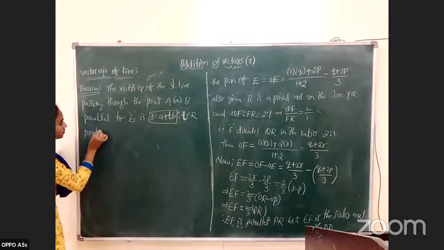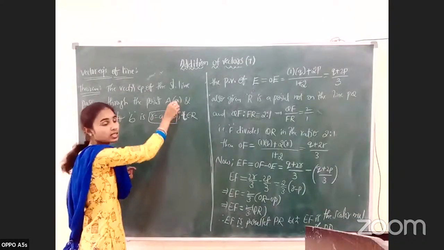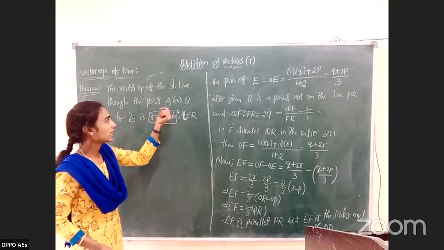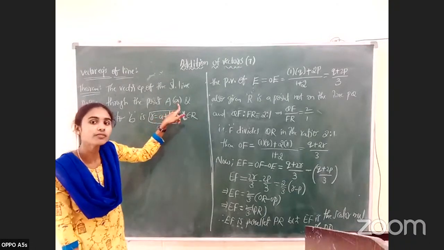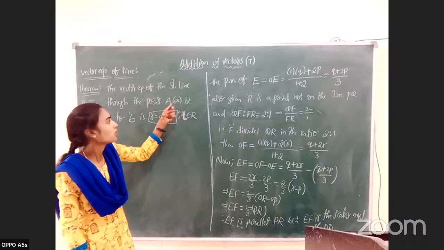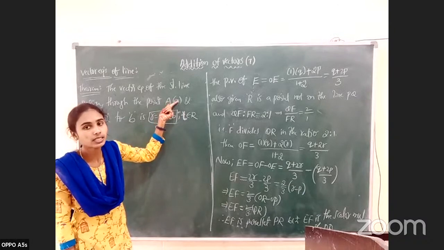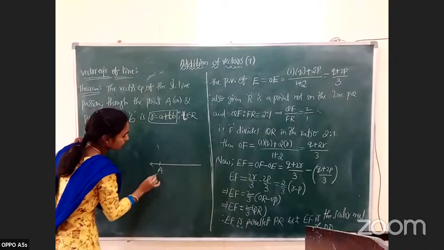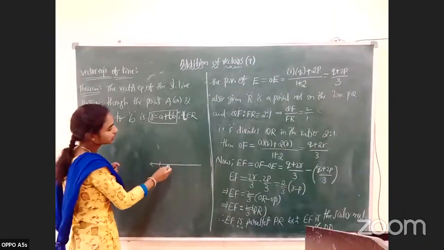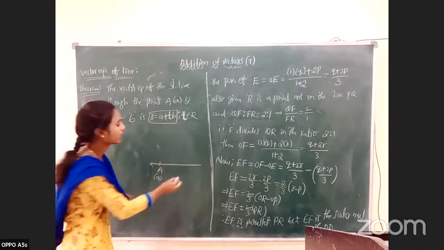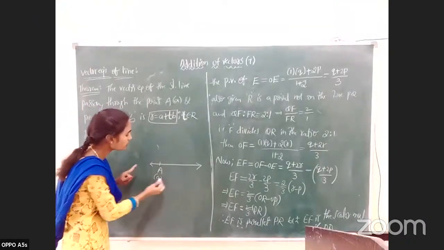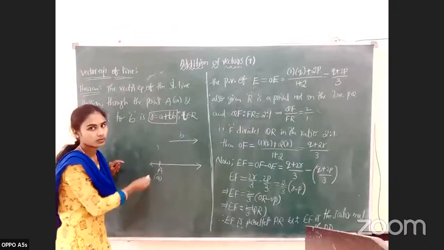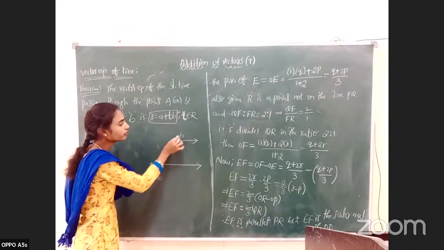See the proof. We are given a vector A, whose position vector is small a. Whatever straight line we have to find, that straight line is passing through A and parallel to another vector B. The required straight line is passing through A and parallel to the vector B.